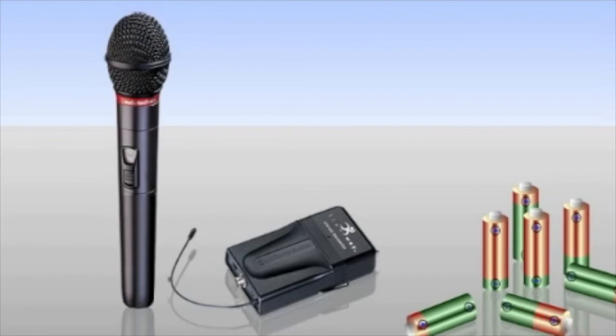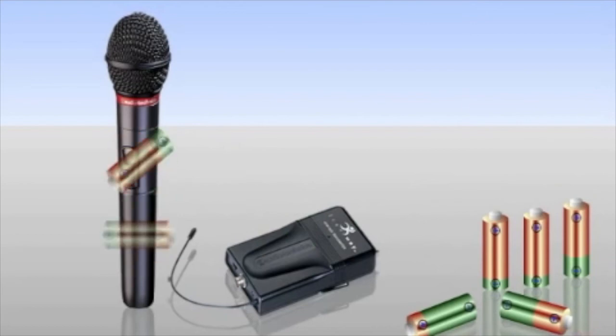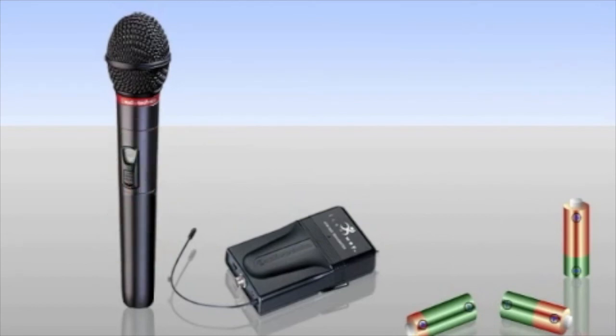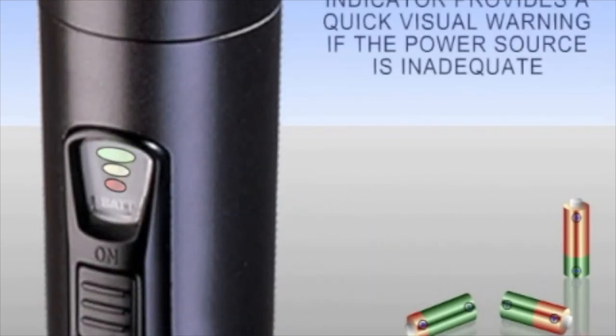As with any battery-powered device, it is important to implement proper battery rotation in order to prevent unwanted issues during a performance. It is best to install newly tested batteries prior to each performance. Most wireless transmitters incorporate a low battery indicator, which provides a quick visual warning if the power source is inadequate.